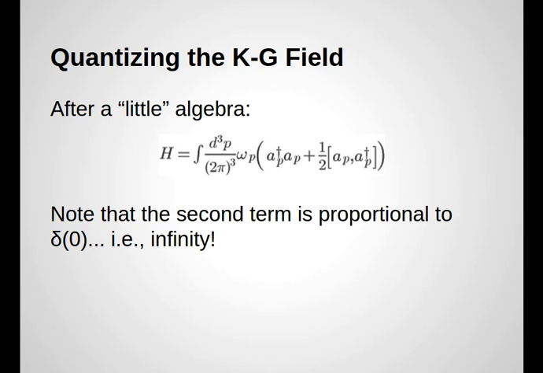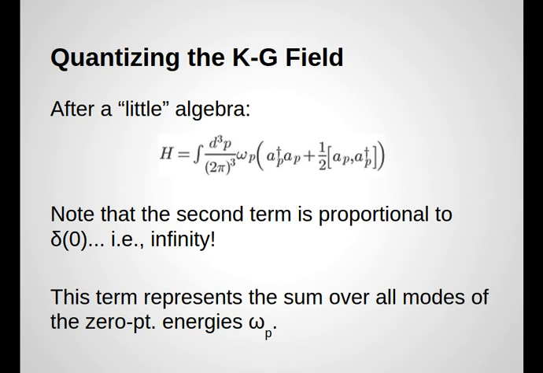And the way we interpret that is that term is coming from summing over all the zero-point energies, so summing over all the ground state energies of every point in momentum space. Does that make sense, what I'm saying? No? Okay. All right. So we've got this infinite term in our energy.